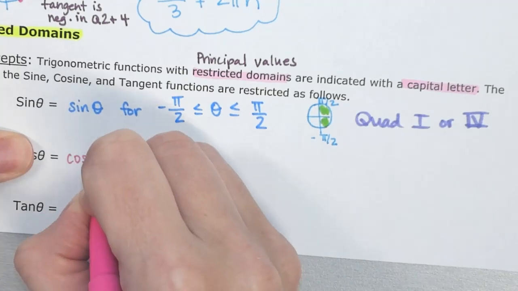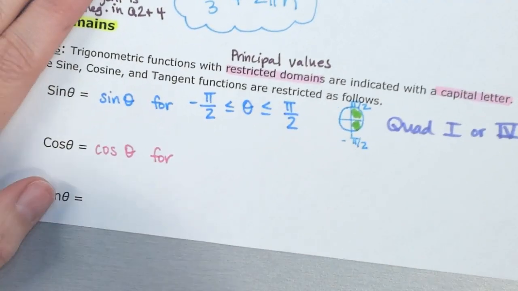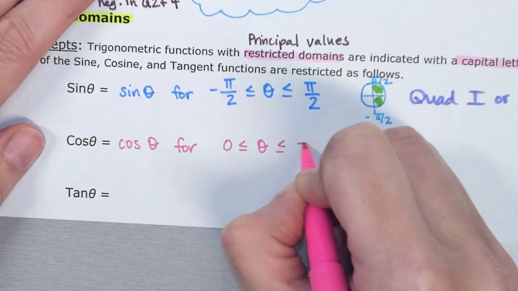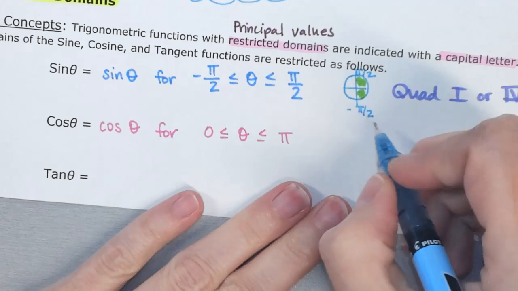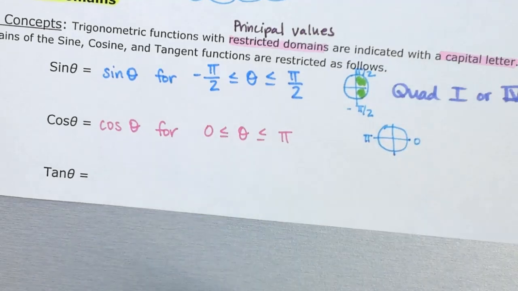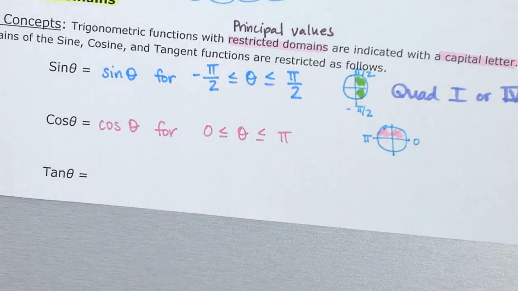For the cosine, we have a different restriction. We have 0 is less than or equal to theta, which is less than or equal to pi. So from 0 to pi, what 2 quadrants is that going to cover? 1 and 2. Great. Okay, so that means your solutions for that one are going to be in quadrant 1 and quadrant 2.